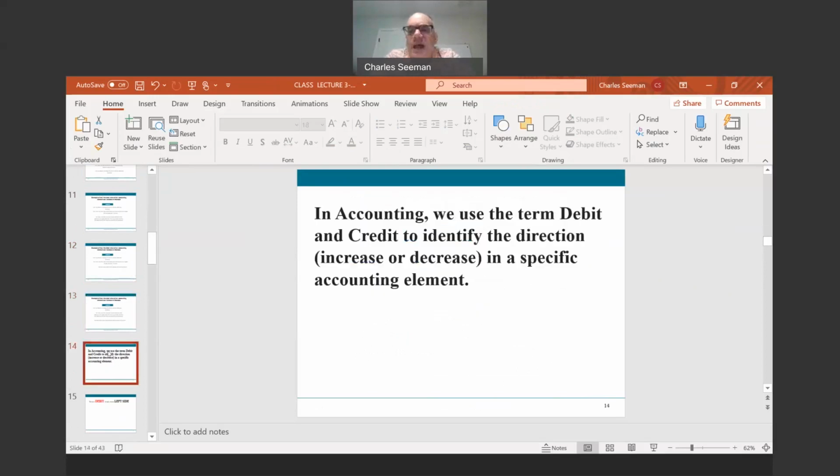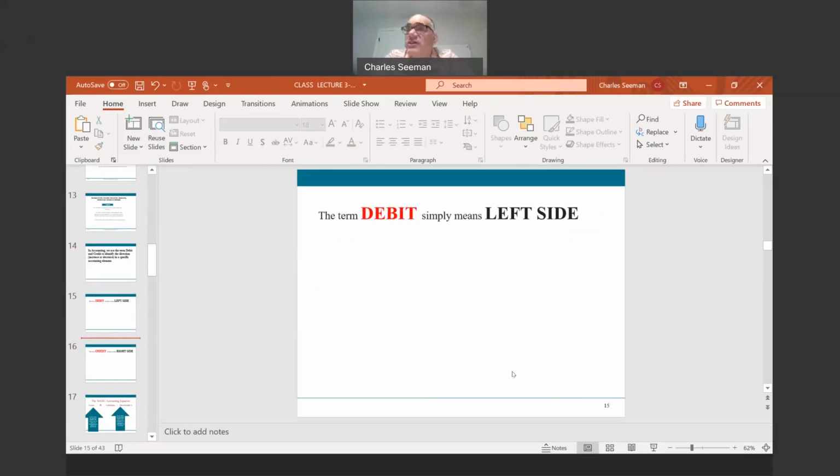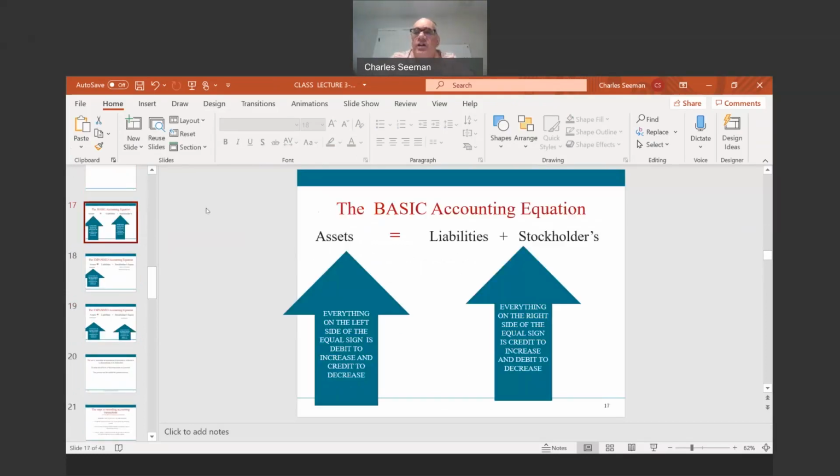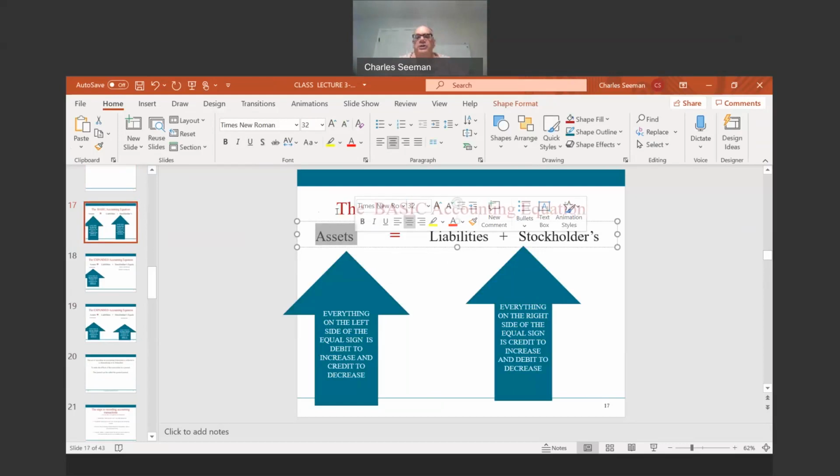The concept in accounting is that we use the term debit to mean a direction, an increase or decrease in a specific accounting element. The word debit simply means left side. So in the accounting equation, everything on the left side of the equal sign, that would be assets in the basic accounting equation, is debit to increase.